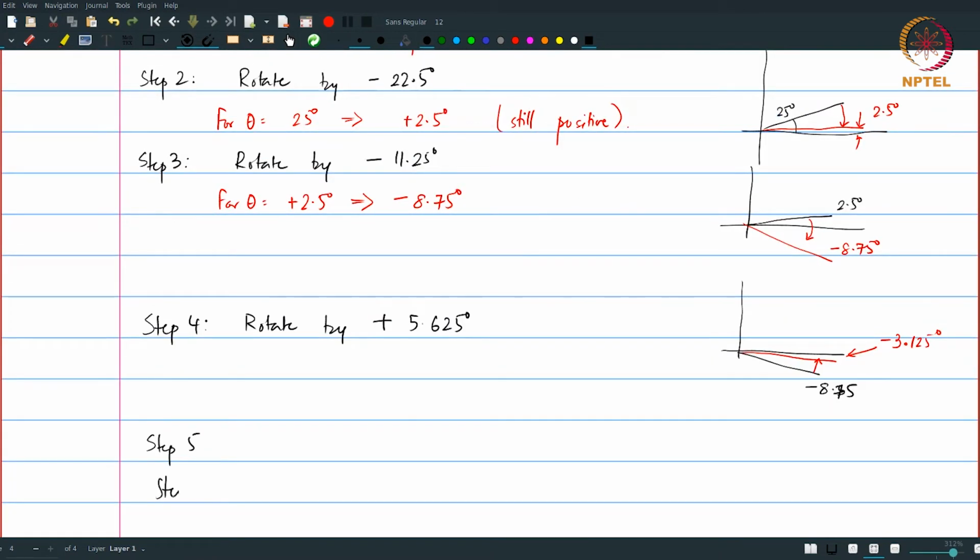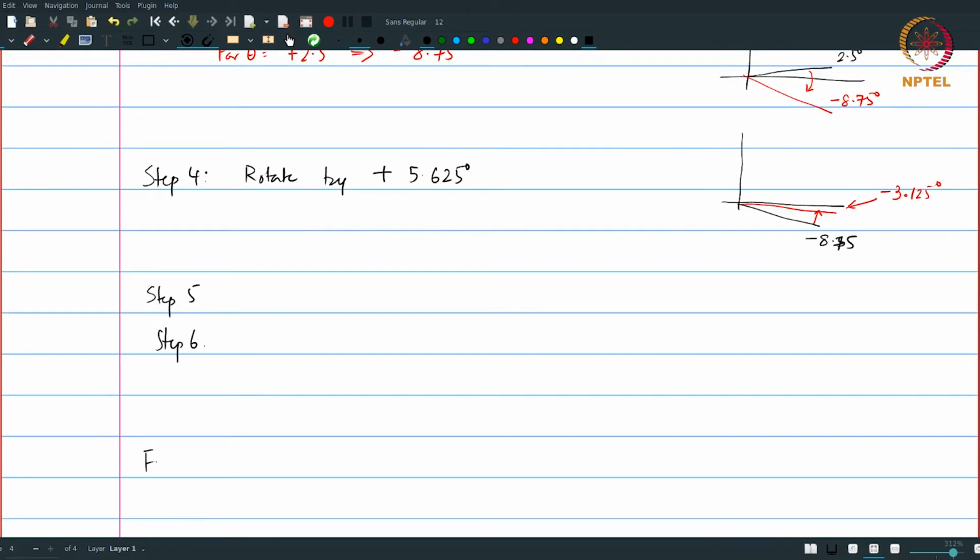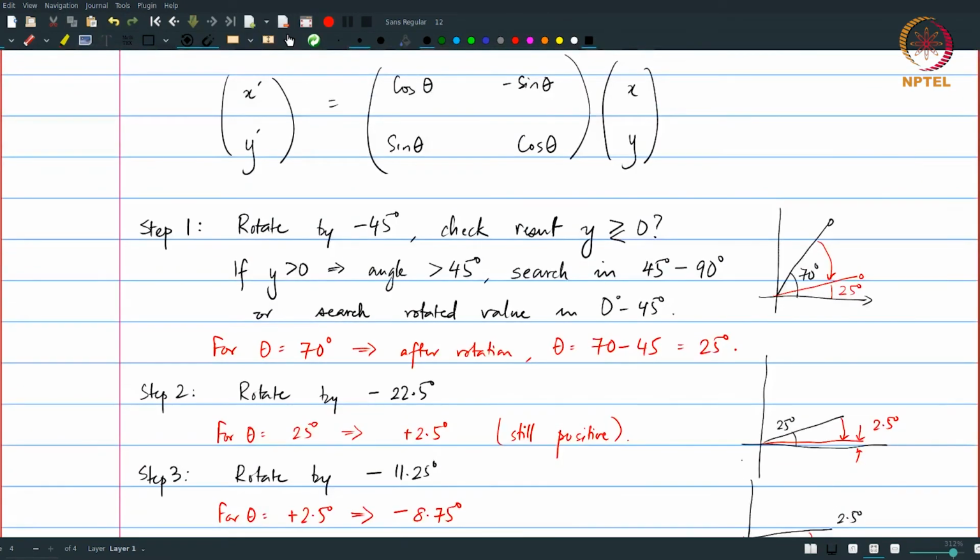Step 5, step 6, etc. Keep on doing this until that angle essentially converges as close to 0 as possible. And the final angle estimate that I have is going to be 45 degrees plus 22.5 degrees plus 11.25 degrees minus 5.625 degrees, minus, plus, etc. Right? How did I come up with this? By keeping track of the series of rotations that I did to start with.